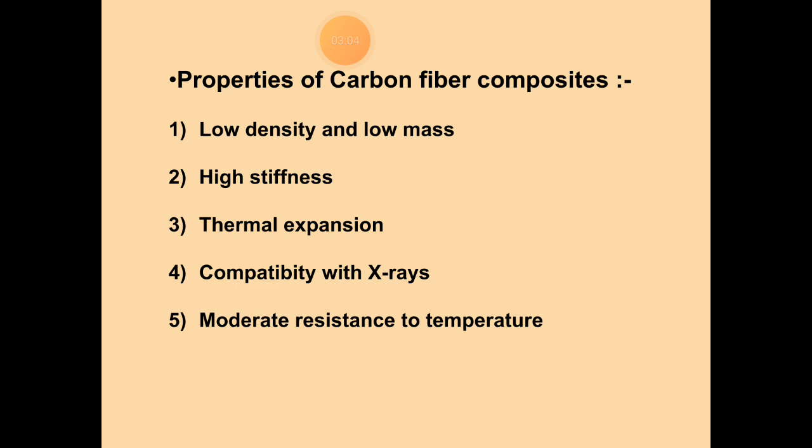Considering low density and low mass, carbon composites have a density of 1.55 gram per centimeter cube, with epoxy resin 30% and carbon fiber 70%. In the case of aluminum it is 2.7 gram per centimeter cube, 4.5 gram per centimeter cube for titanium, or 7.9 gram per centimeter cube for steel.